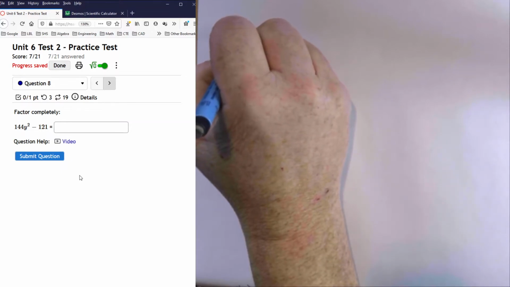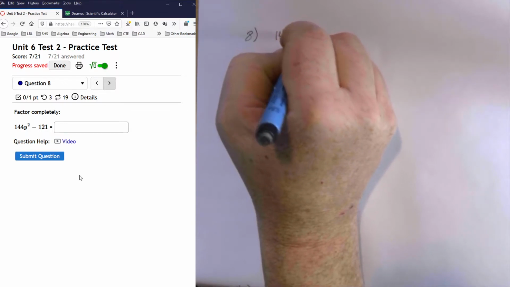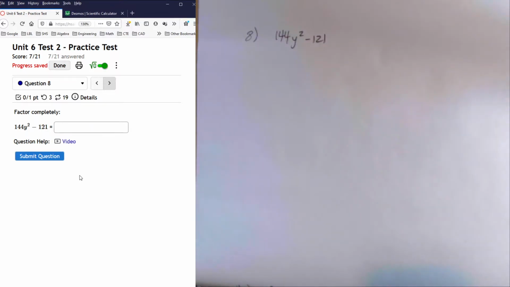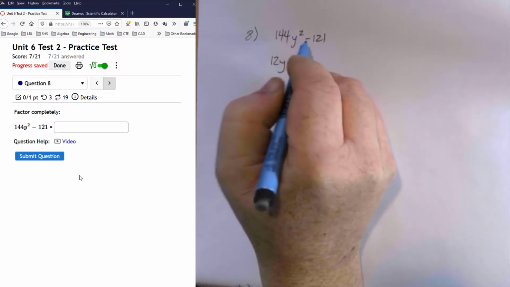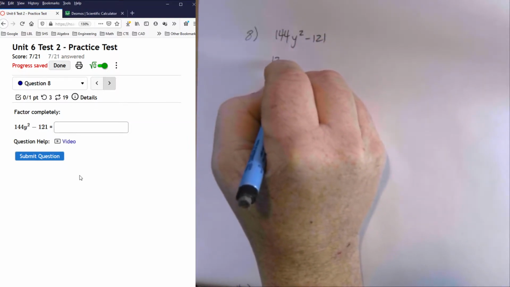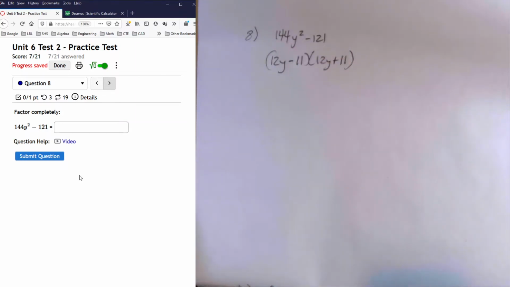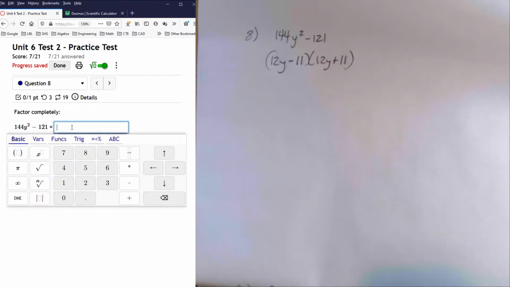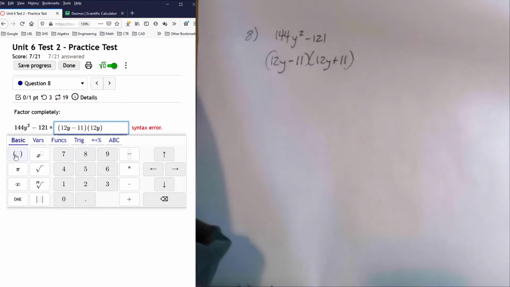Okay, so number 8. So we've got 144y squared minus 121. Again, this is another difference of squares. It's really helpful to know your perfect square numbers. 144 is 12 squared, so this is going to be 12y, and then 121 is 11 squared, so minus 11, and then we'll have 12y plus 11. 12y minus 11 and 12y plus 11.